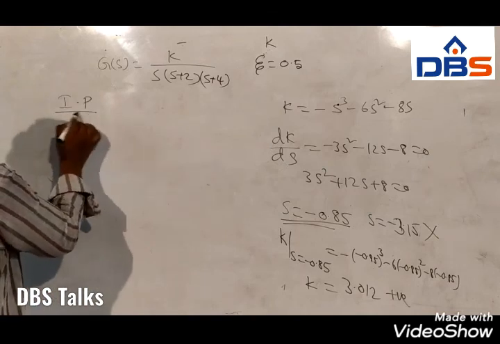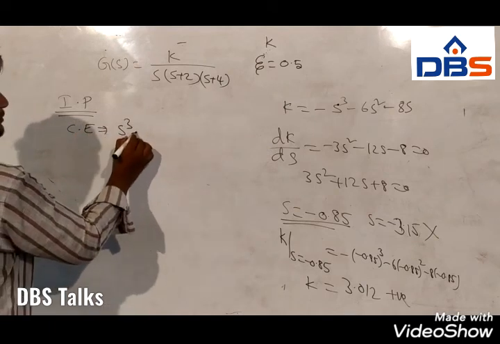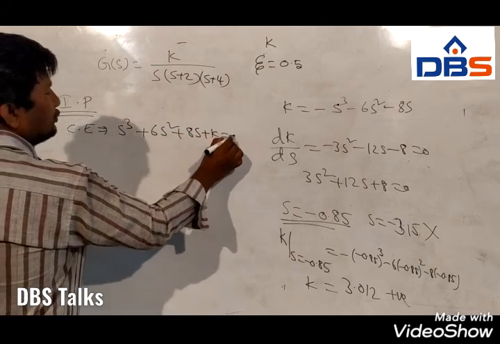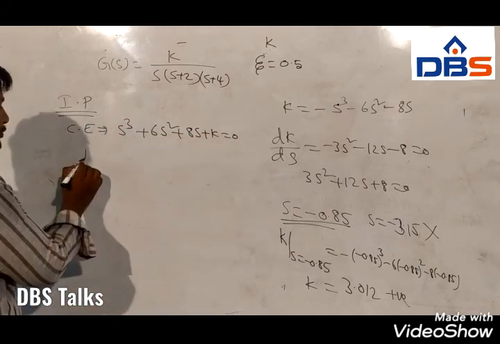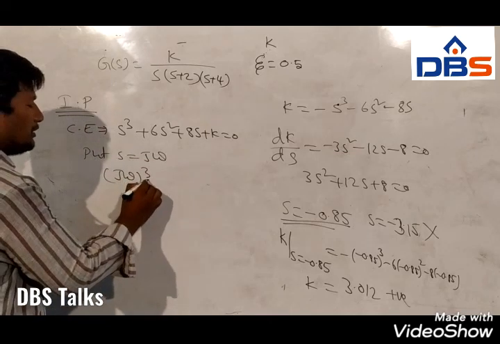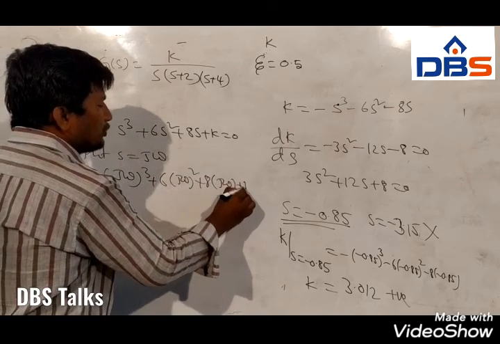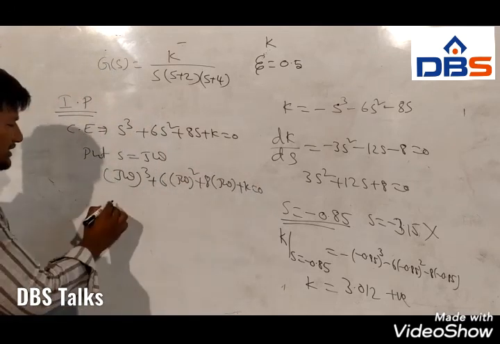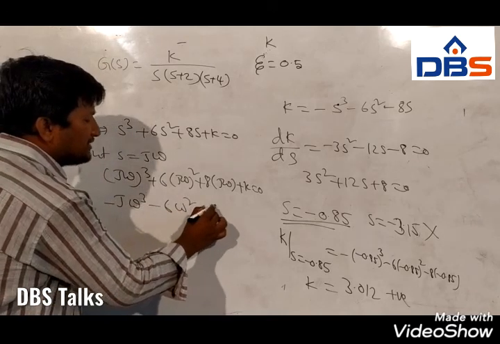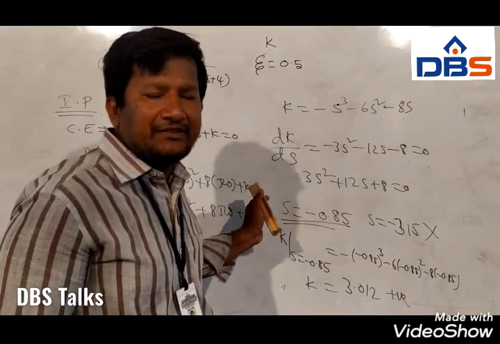And next one is intersection point with imaginary axis. The characteristic equation is s cube plus 6s square plus 8s plus K equal to 0. Put s equal to j omega. So that is (j omega) cube plus 6 (j omega) square plus 8 j omega plus K equal to 0. That is nothing but minus j omega cube minus 6 omega square plus 8 j omega plus K equal to 0.